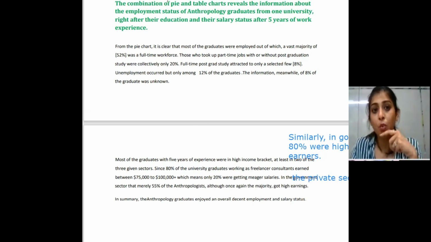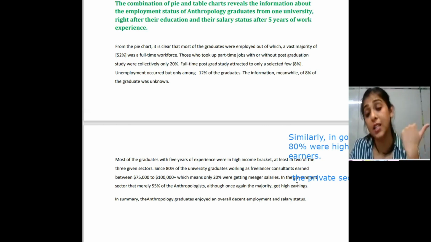See, for example, here we have a particular clause which says, although once again the majority. It is written in commas because this is actually part of the main clause. The main clause is that in the private sector, merely 55% of the anthropologists got high earnings, but that's even the majority in its own case. Got it now? Fine.